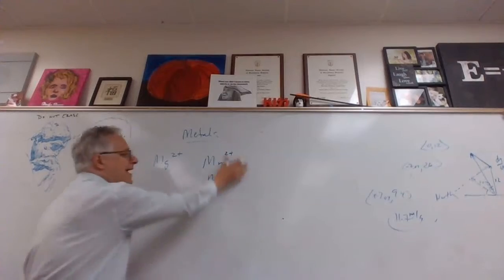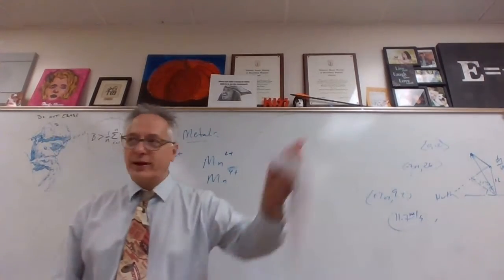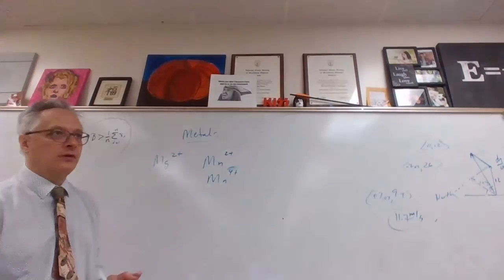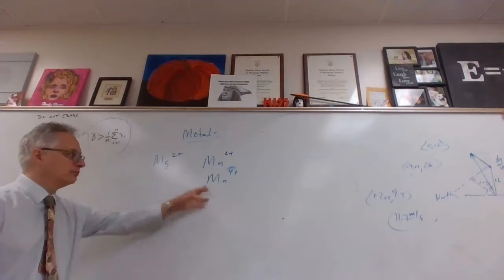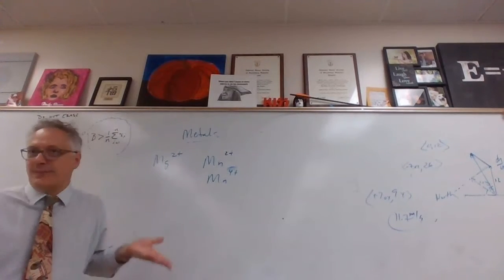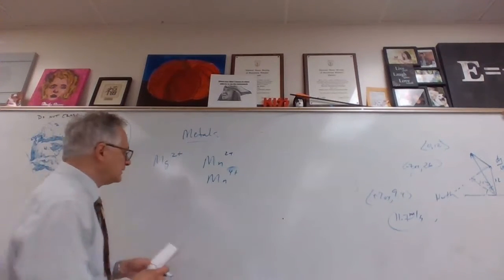+4 charge. So manganese is a transition metal. It comes right after chromium. So you have to be careful. And in the past, I've seen people get these confused. It's not hard to get them confused. Manganese and magnesium sound kind of similar.